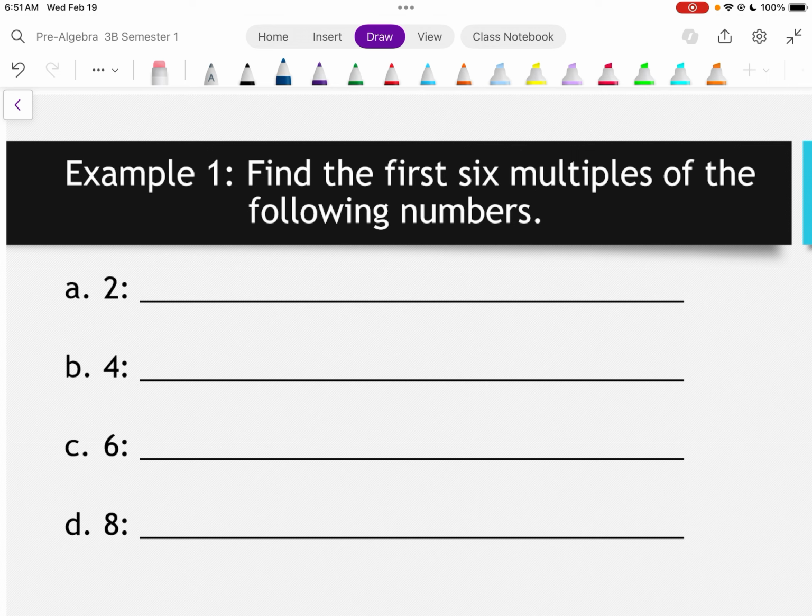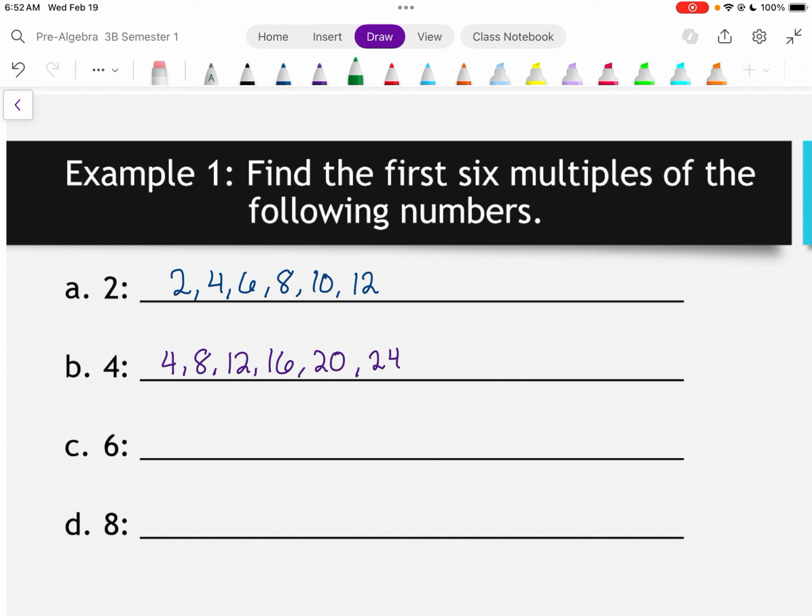Okay, so hopefully you did that, and here you can check your answers. For 2, you want to make sure you include the number itself because that is the very first multiple. So we would have 2, 4, 6, 8, 10, oops, that's not a 10, and then 12. Then for number 4, we would have 4, 8, 12, 16, 20, and then 24.